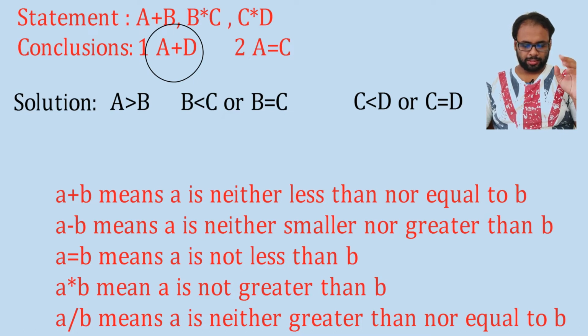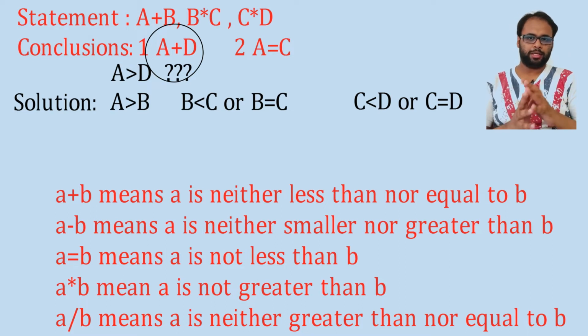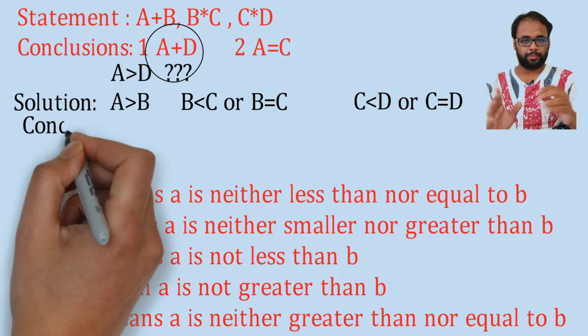But can we say that A is greater than D? As per our statements, A is definitely greater than B. But B has an inequality with C; it can be either equal or smaller than C. The same goes for C; it can be either equal or smaller than D. So A greater than D definitely cannot be said. It cannot be determined.